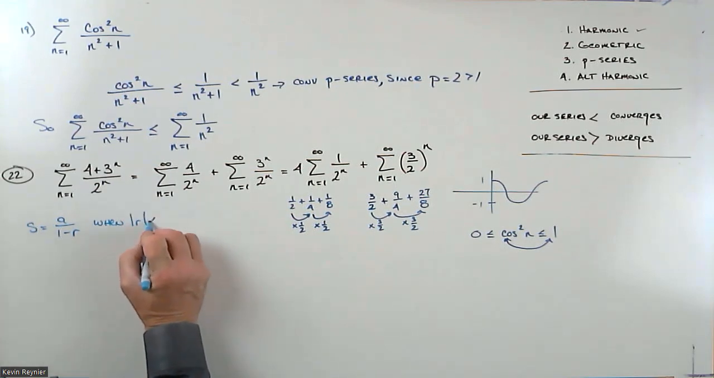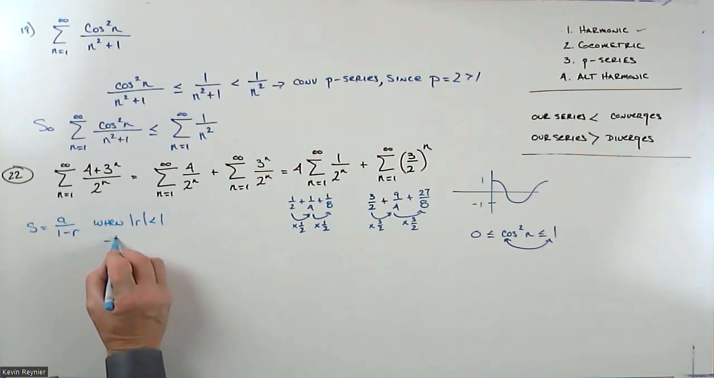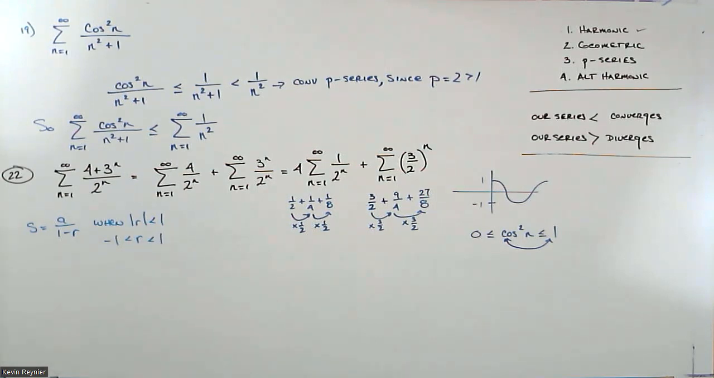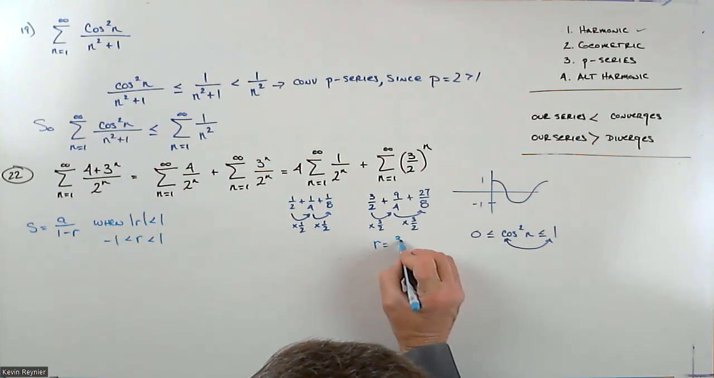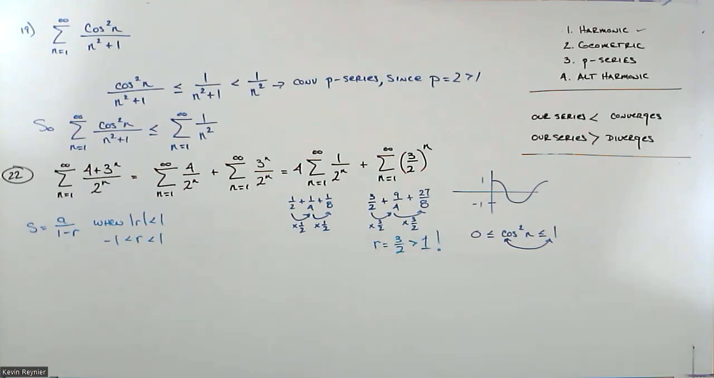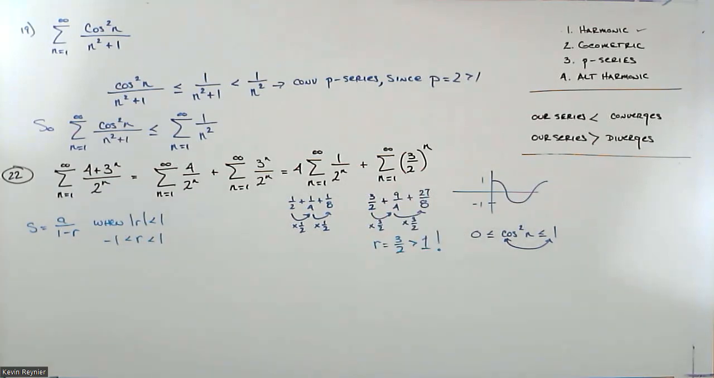The absolute value of R has to be less than 1. Which, if we don't like that, it means this is true, doesn't it? R has to be between -1 and 1. But what's R right here? R is 3/2. 3/2 is bigger than 1. This is a divergent geometric series.